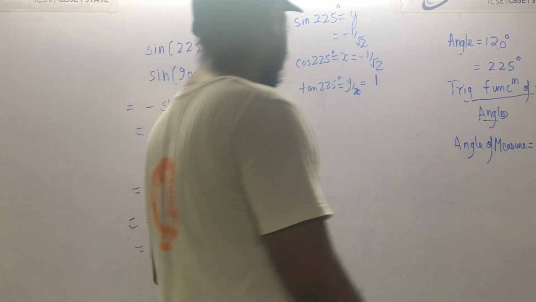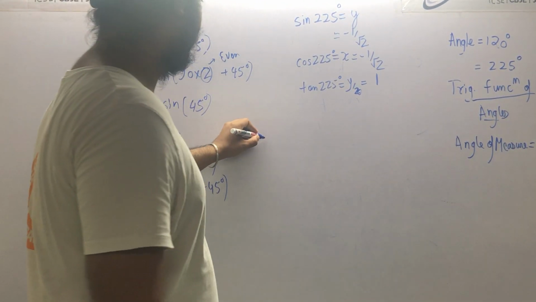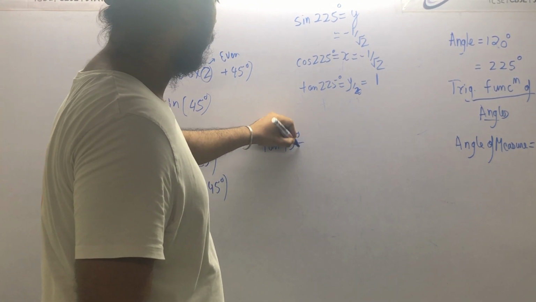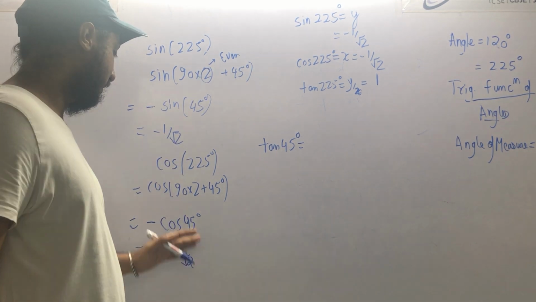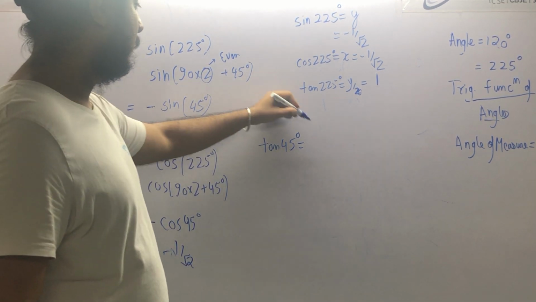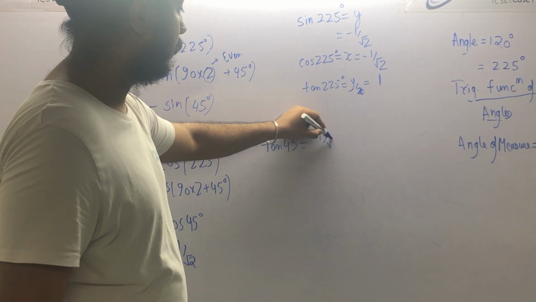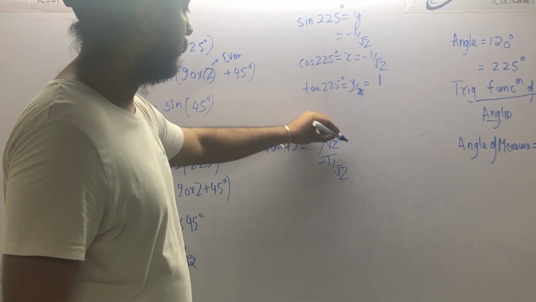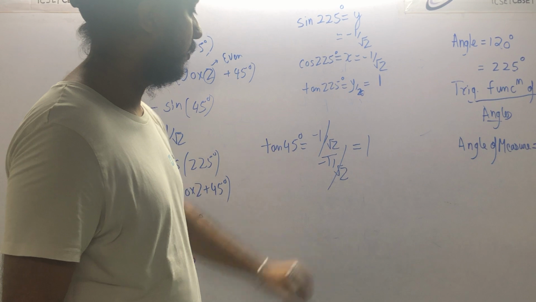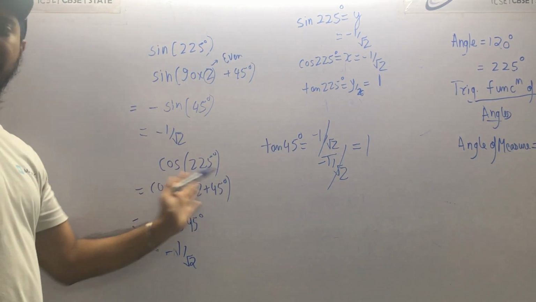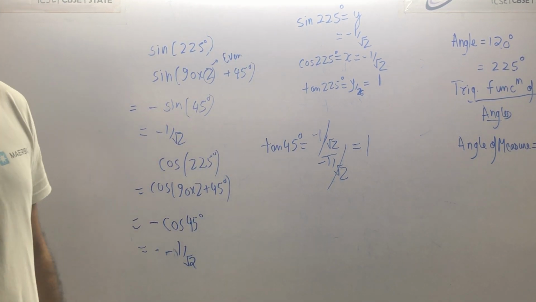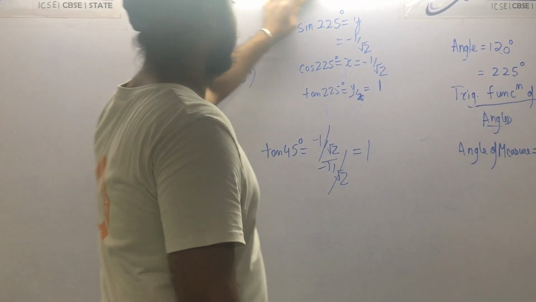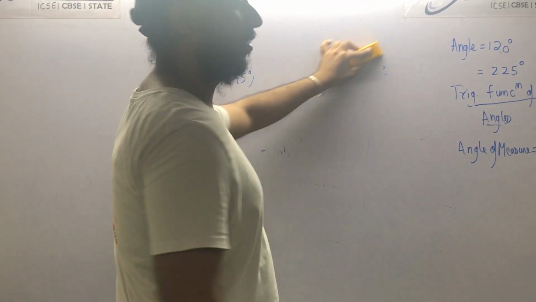One more thing remaining is tan 225. What will be tan? It is sin upon cos, so minus 1 by root 2 upon minus 1 by root 2. Cancel, so 1 is the answer. You can compare the answers; these are all the same. So these were some examples that I did for your understanding.